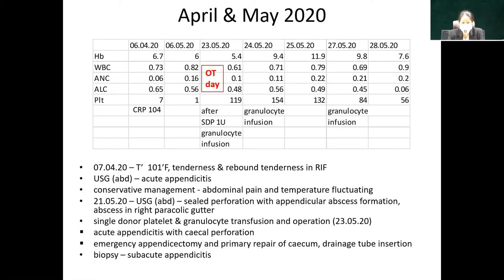In April 2020, she got high fever, tenderness and rebound tenderness in the RIF. Ultrasound revealed acute appendicitis. With conservative management, abdominal pain and temperature were fluctuating. And recheck ultrasound in May revealed sealed perforation with appendicular abscess formation and also abscess in the right paracolic gutter. So we discussed with the surgeon, and with support of single donor platelet and granulocyte transfusion, operation was done, and it was found to be appendicitis with cecal perforation. Appendicectomy and primary repair of the cecum was done, and the biopsy revealed subacute appendicitis.